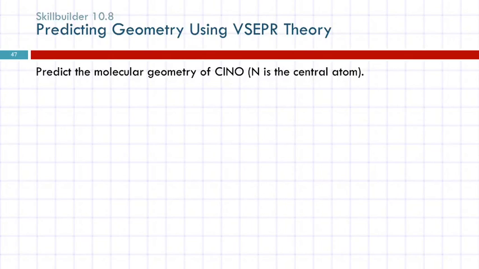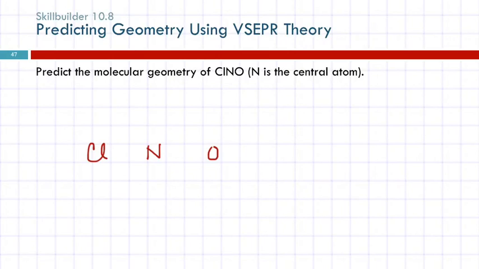So we're told that nitrogen is the central atom. What's the first thing we have to do? We need a Lewis structure. So doing a Lewis structure, we need to figure out how the atoms are arranged. We're basically told to put nitrogen in the middle. That means that oxygen is on one side, chlorine on the other. And then we have to figure out how many valence electrons these 3 atoms have together.